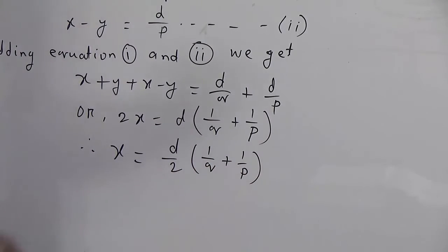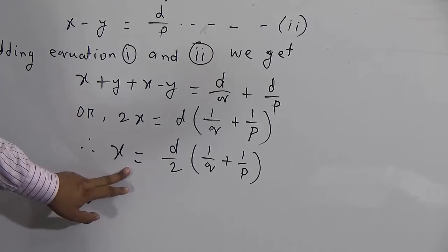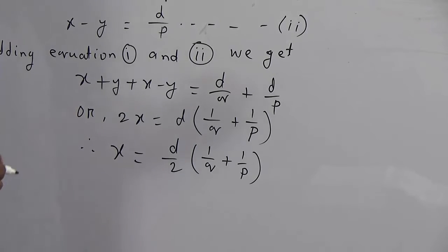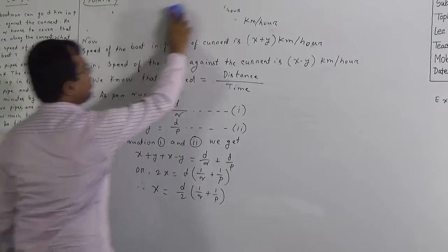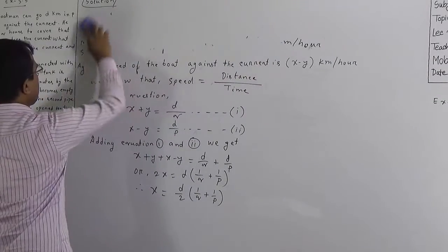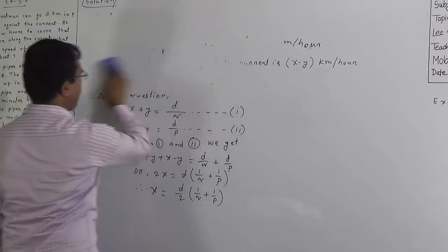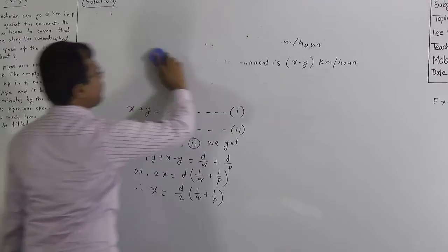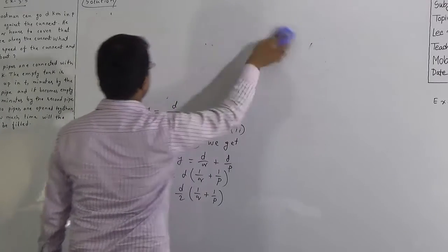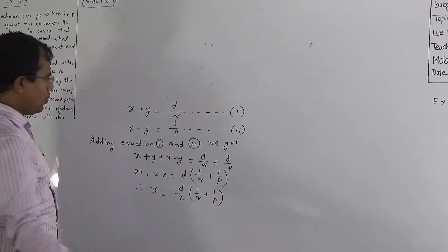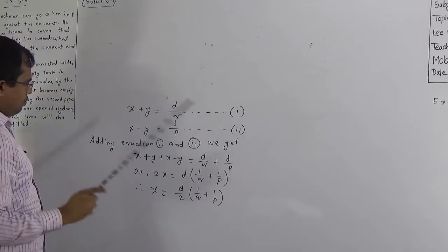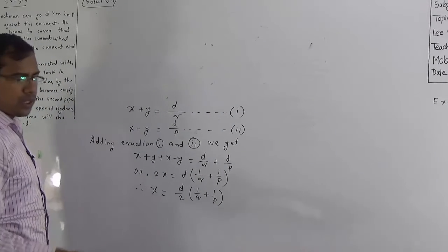Okay, dear students, we have already got the speed of the boat. It is one answer of this math. Now we'll find out the other answer of the math. That means we have to find out the speed of the current. If we find out the value of y, then we can get it. And for finding out the value of y, we can subtract equation 2 from equation 1.